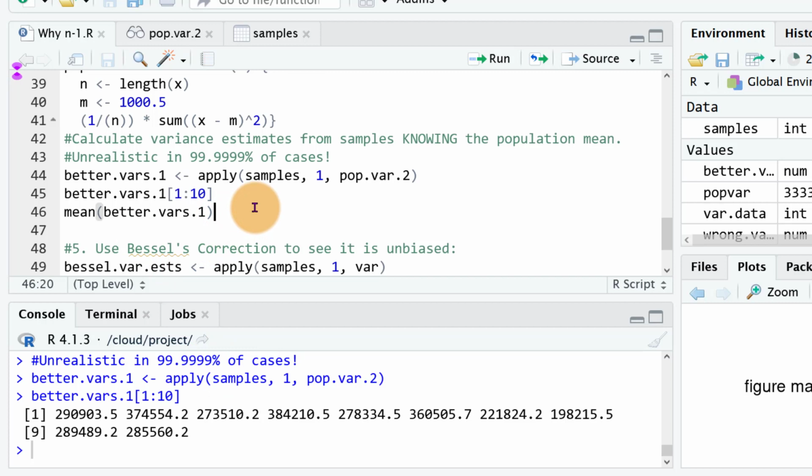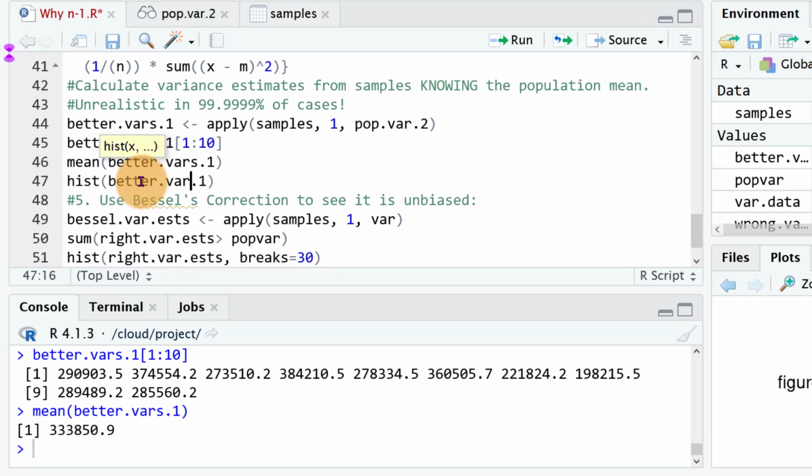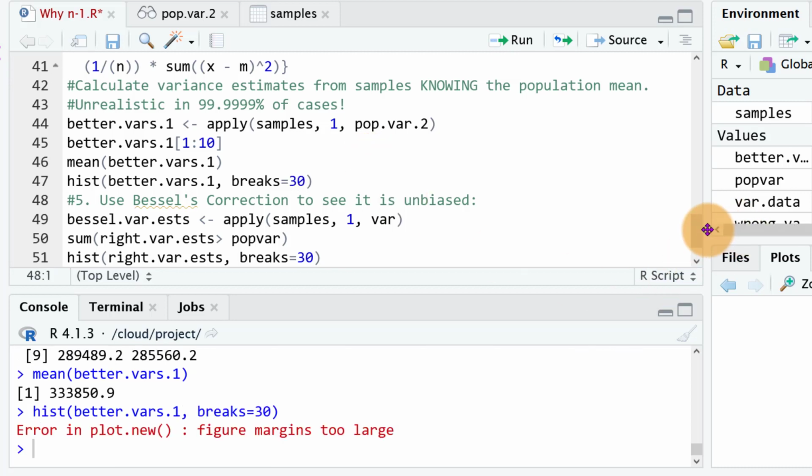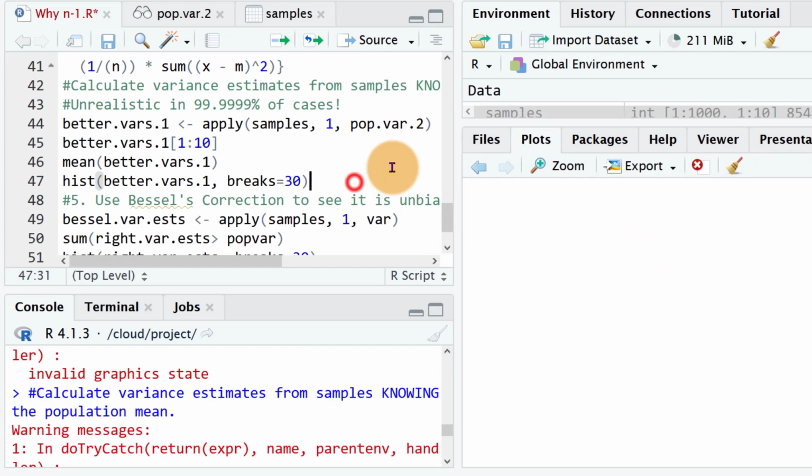Let's look at the average of the 1,000 estimates and see if they're closer to 333,333. And it sure is. It's actually a little bit too large now. Now just for fun, let's look at a histogram here. Histogram of bettervars.1, breaks equals 30 to give it around 30 bars in our histogram. Okay, I got to make that window a little bit bigger and then try again.